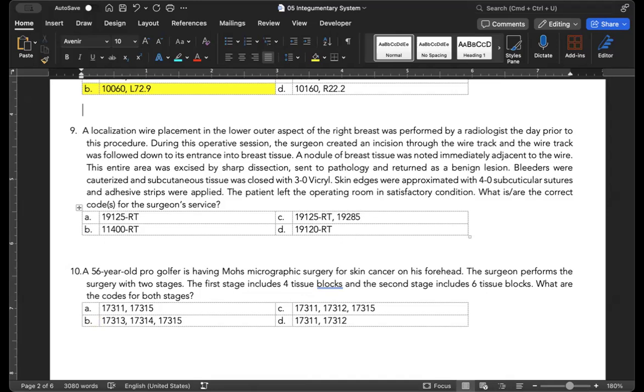Bleeders were cauterized and subcutaneous tissue was closed with 3-0 Vicryl. The skin edges were approximated with 4-0 subcuticular sutures, and adhesive strips were applied. The patient left the operating room in satisfactory condition. So what are going to be our codes for the surgeon's service? This one we have 2 with 19125. Let's go take a look and see what that code description is.